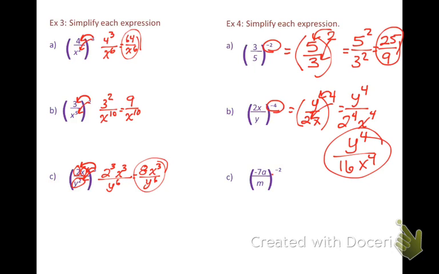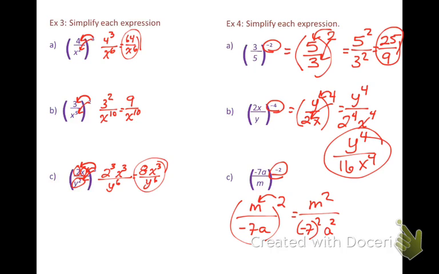Again, I have a negative exponent, so I'm going to do the reciprocal, so it's m over negative 7a to the second power. Distribute it. So it's going to be m squared, negative 7 squared, and a squared. So the top will be m squared. Negative 7 squared is 49, a squared.